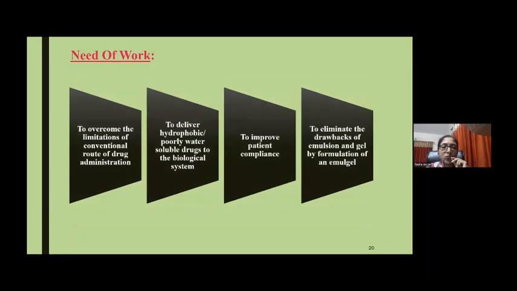So the need of work is to overcome the limitations of the conventional route of drug administration, to deliver hydrophobic and poorly water-soluble drugs to the biological system, to improve patient compliance, and to eliminate the drawbacks of emulsion and gel by formulation of the Emulgel.